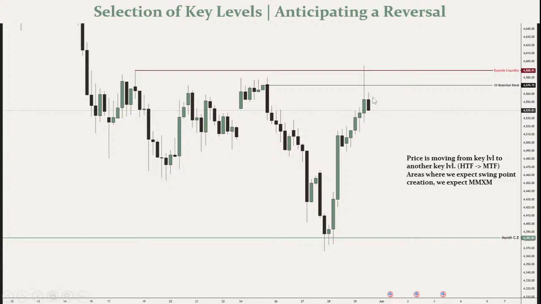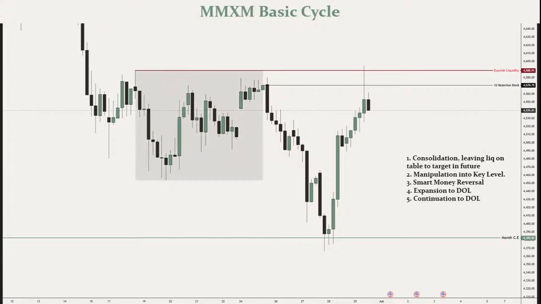So this whole week created a swing point, and how this weekly swing point is a 4-hour market maker by profile, that is the question. So this is market makers basic cycle.